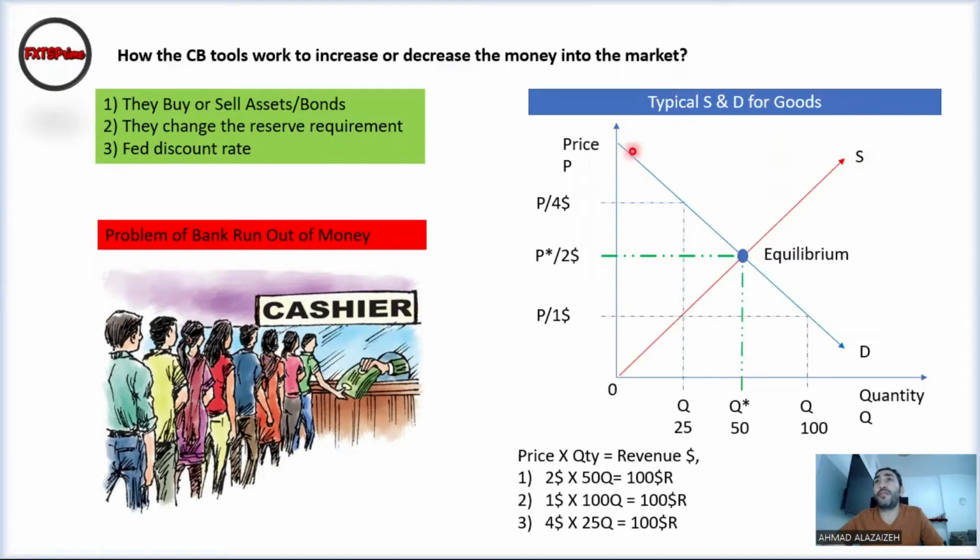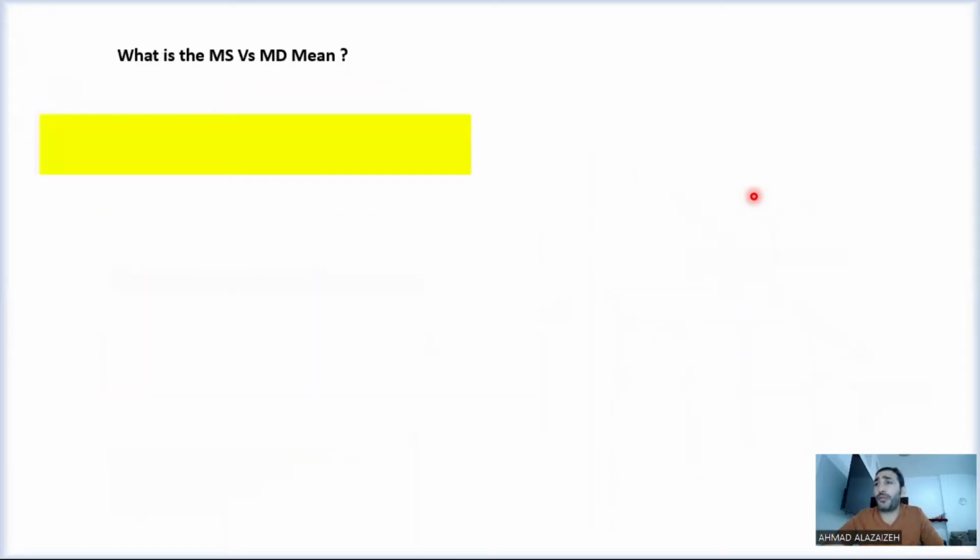So previously we have discussed, guys, the supply and the demand for goods and services, and in part 2 we're going to discuss the money supply and money demand curves, and we will see how it works. So let's go into it.